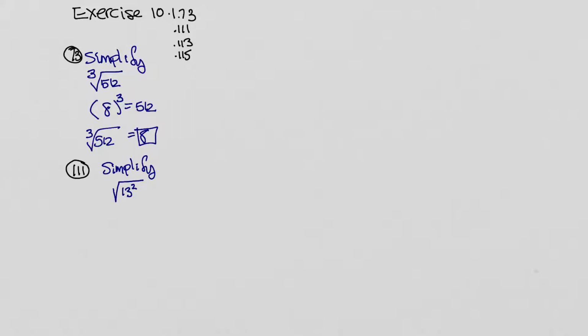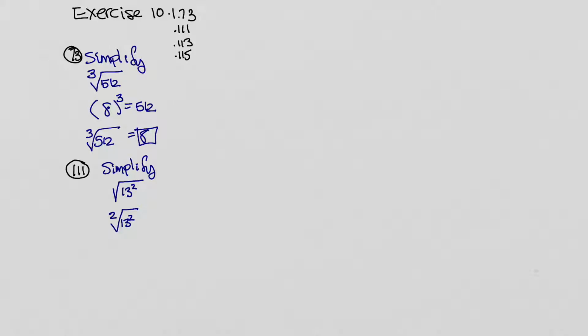Now in problem number 111, we're going to simplify the square root of 13 squared. Let me just write this so it's more explicit. Right now, it doesn't look like there's an index there, but when there's no number in the corner, the number in the corner is called an index. When there's no number there, it's assumed to be a 2. So what this signifies is the 2nd root of 13 squared.